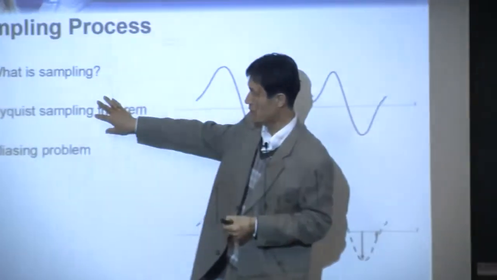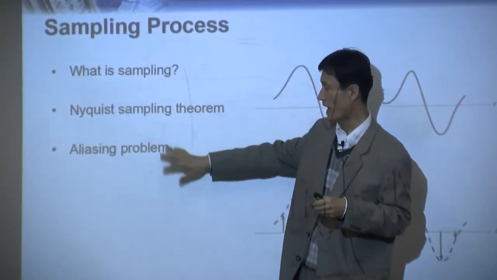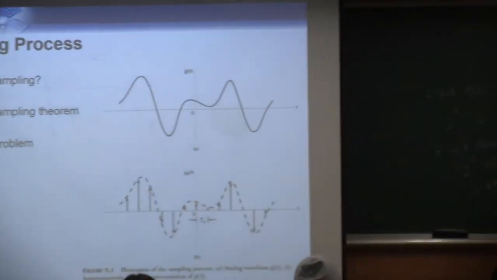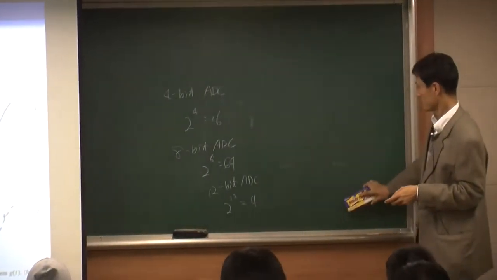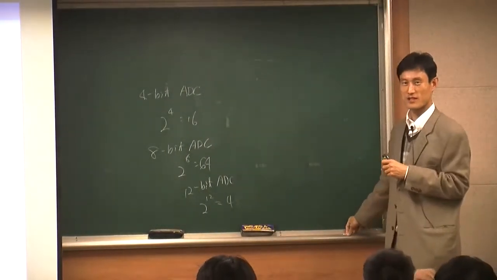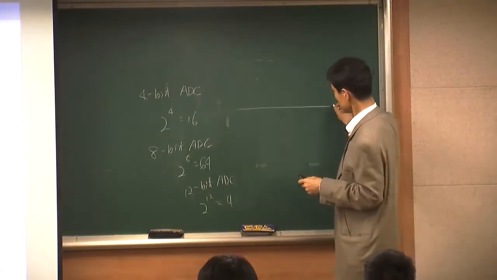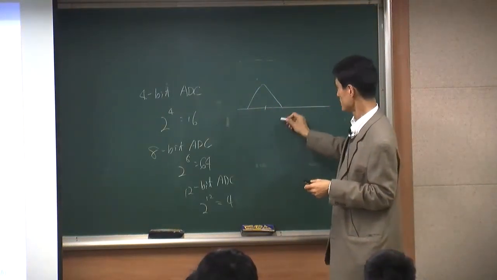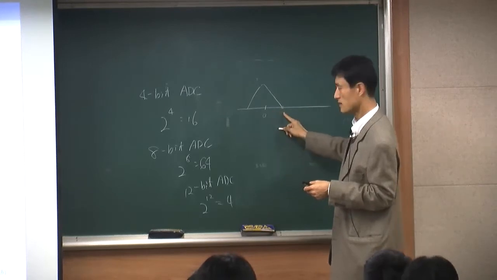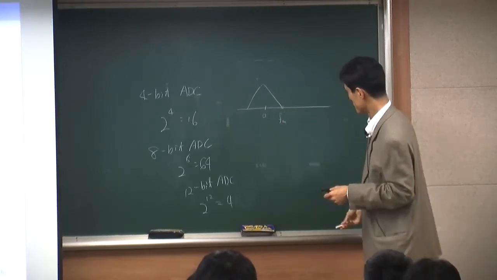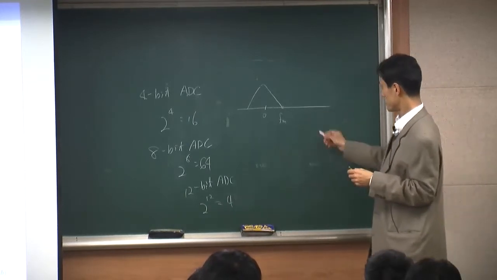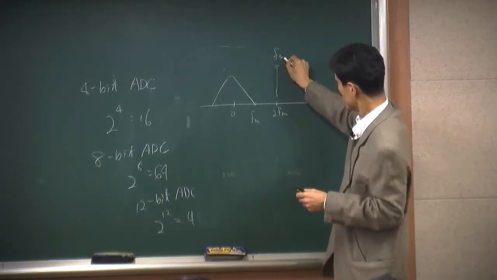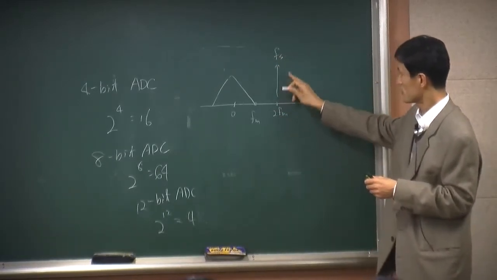The sampling theorem is certainly related to the aliasing problem. So what is the aliasing problem? That's one of the very important things in a DSP course. Let's see. Let's say this is your signal, and as I said, this is your maximum frequency, FM. The Nyquist sampling theorem tells you that 2 FM, or higher, should be your sampling frequency.